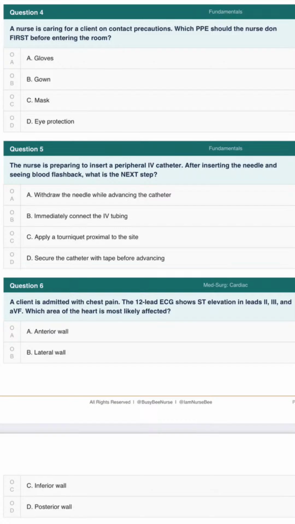Anterior MI affects leads V1 to V4. Lateral MI affects leads 1 and aVL, and V5 to V6. And then posterior MI produces a reciprocal ST depression in V1 to V3. So these are important, and going over EKG and knowing the rhythms and then knowing the placements and stuff like that is really important. You're going to do this a lot on the floor.